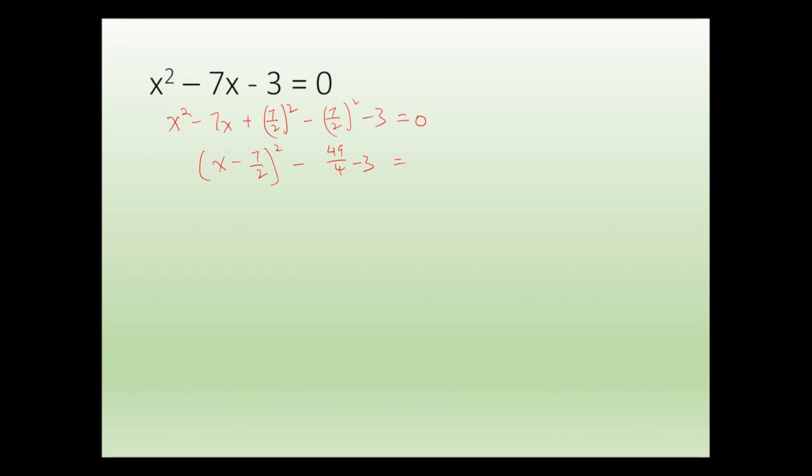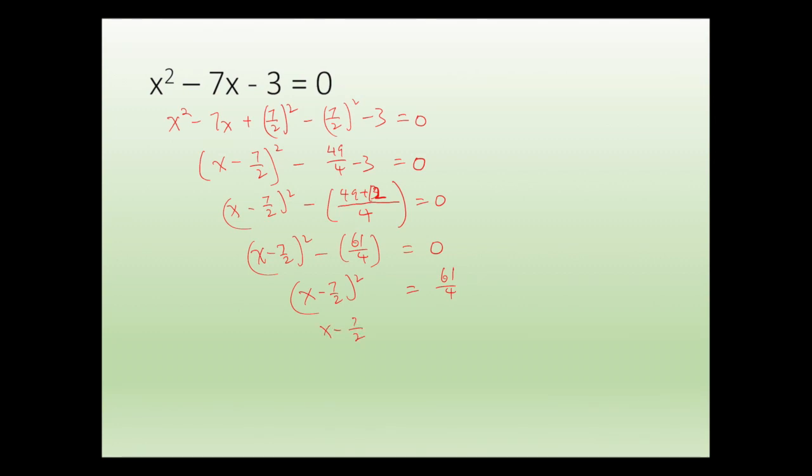So you know that I can factorize this into a perfect square, x minus 7 over 2 square, and minus 49 over 4 minus 3 equals to 0. Right, and therefore, I can work this out as x minus 7 over 2 square minus 49 plus 3, actually not 3, 12, bring it into this common denominator, equals to 0. Therefore, x minus 7 over 2 square minus 61 over 4 equals to 0.